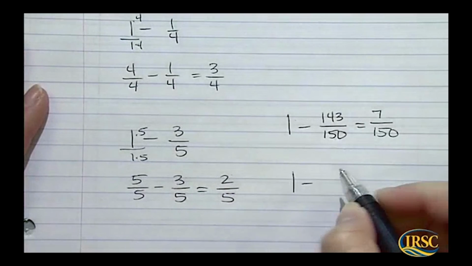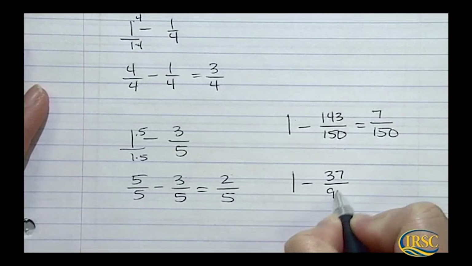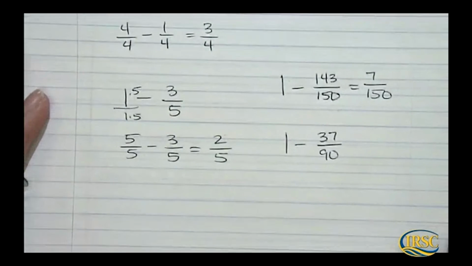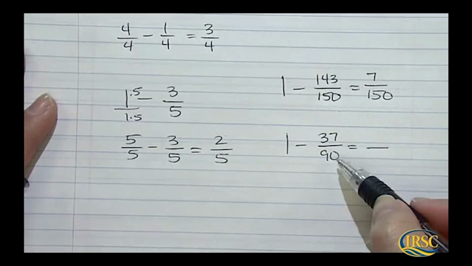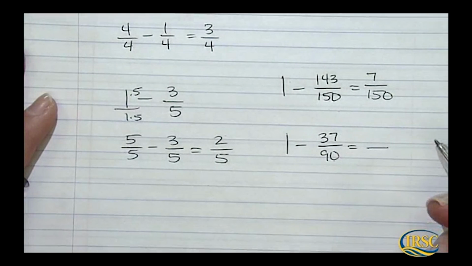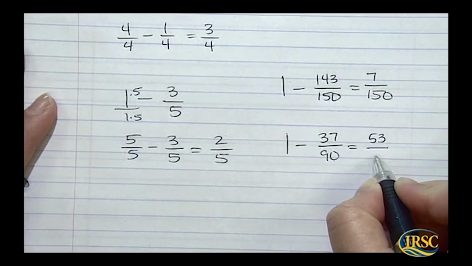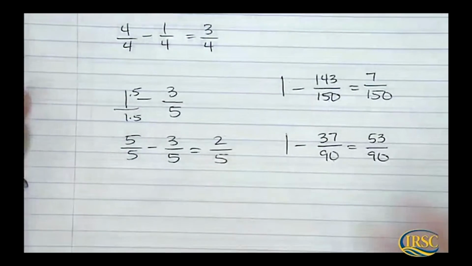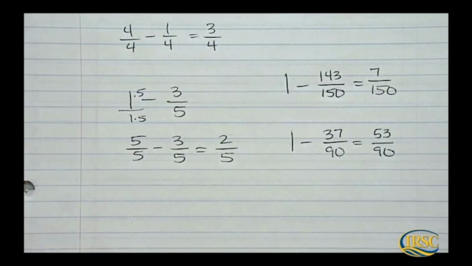So if I have 1 minus 37 over 90, then what do I have to do to find my new numerator? 90 minus 37. Okay, which gives us 53, and then the denominator is still 90. Okay, so use that shortcut as we're doing these problems of 1 minus the probability. Okay, so back to our notes.